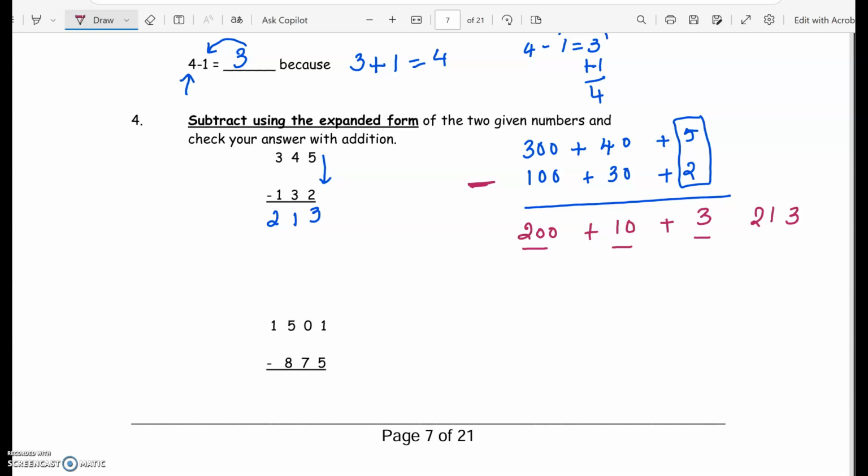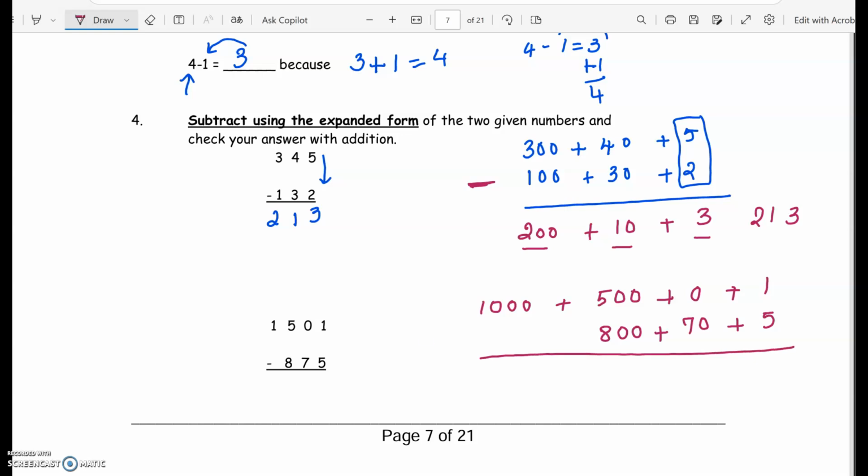Now we have 1501. So we have a 1000 plus 500, 0 in the tens place, and 1 in the ones place. 875. There's no thousands place. It is 8 in the hundreds place, so it's an 800. 7 in the tens place, so it is a 70, plus 5 in the ones place.